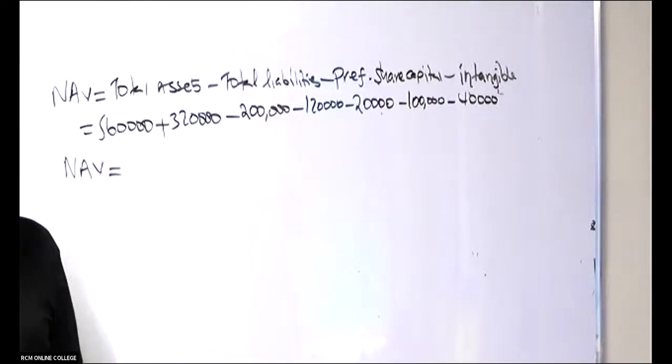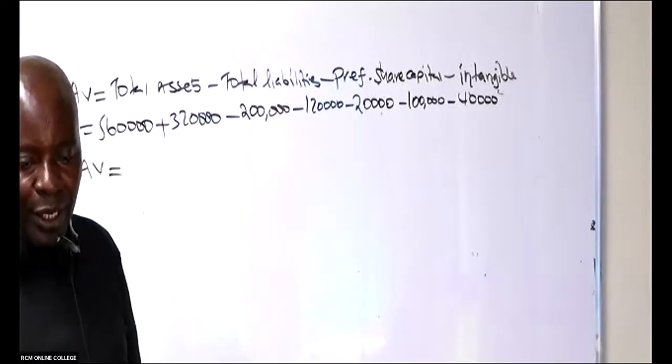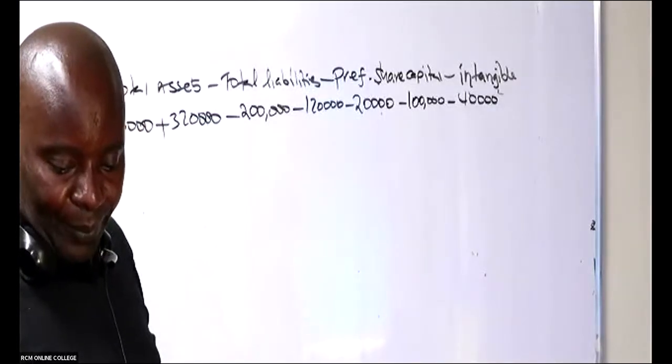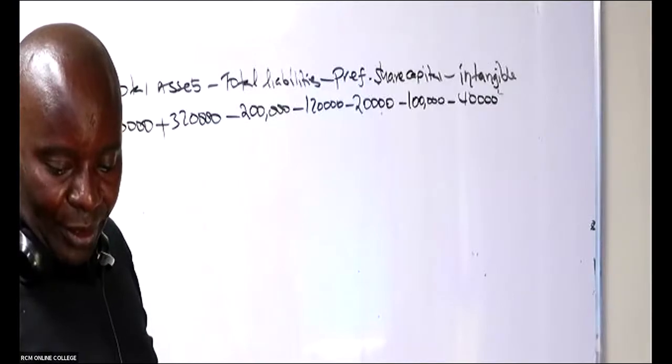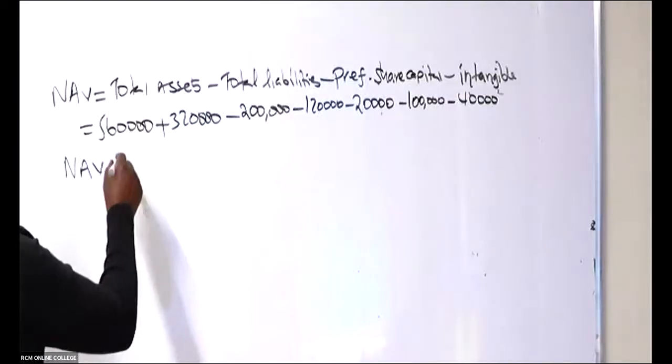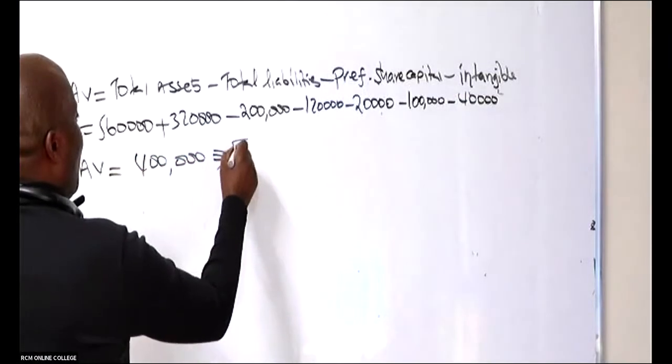The other students are not talking to me. Please talk to me. Are you able to get that 400,000 Olivia is getting? I'm waiting to hear from the other students. Please, 400,000. Thank you so much.